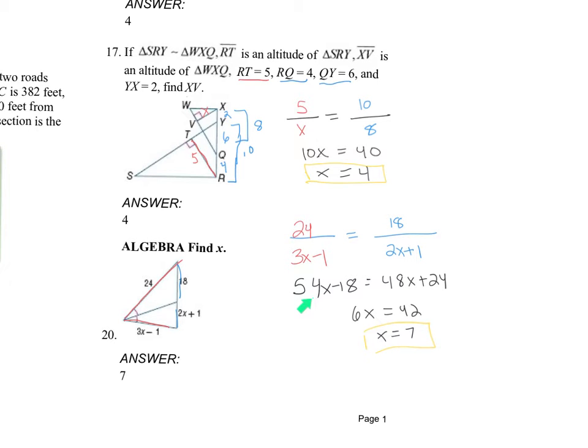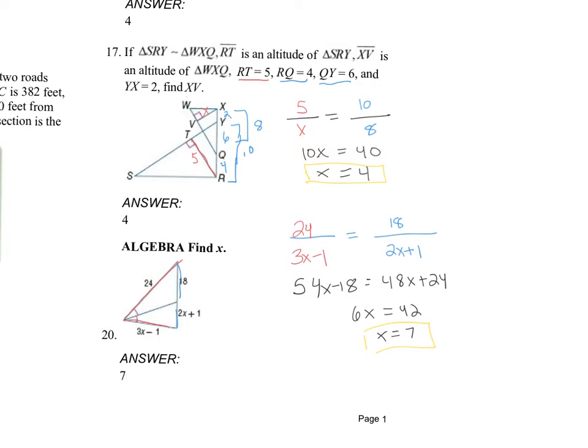I'm going to cross multiply and do the distributive property. So multiplying the 18 times the 3x minus 1, I'm going to have 54x minus 18. And then multiplying the 24 by the 2x plus 1, now 48x plus 24. Subtracting 48x from both sides will give me a 6x here. And then adding 18 to both sides will give me a 42 here. And if we divide, x will equal 7.